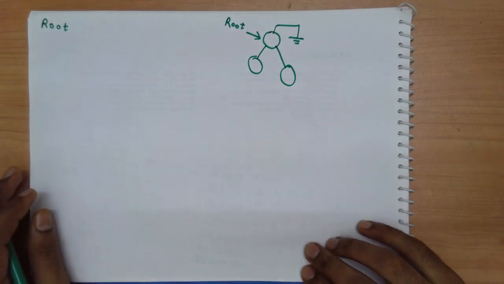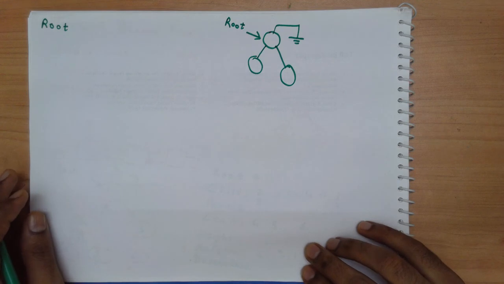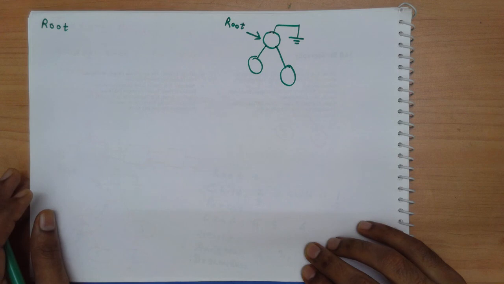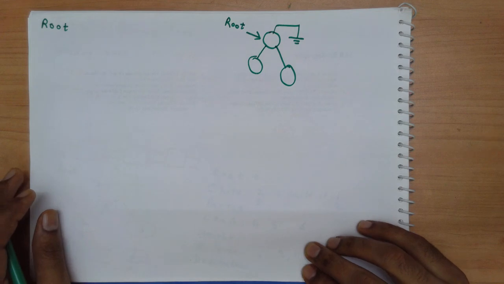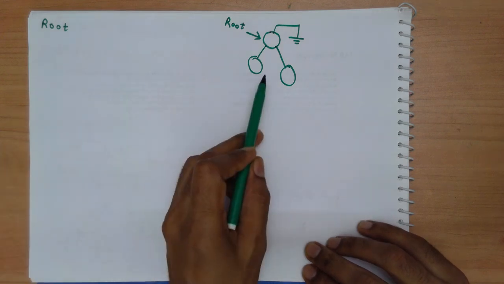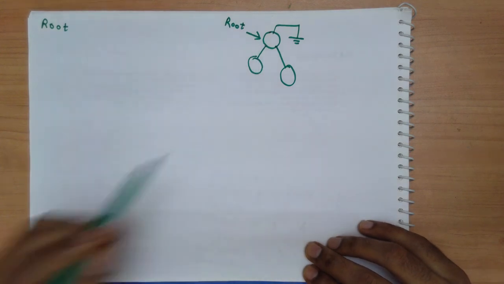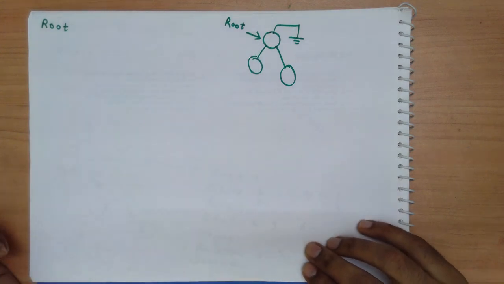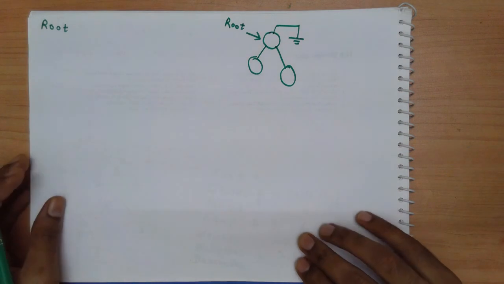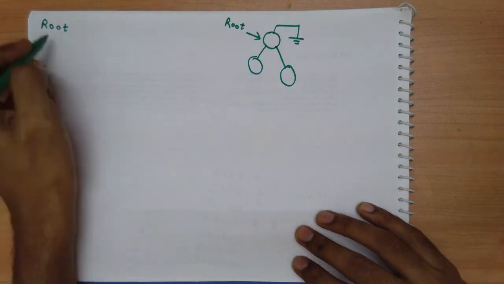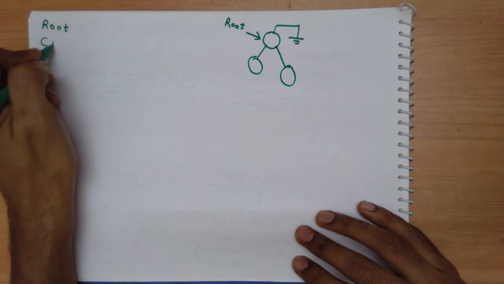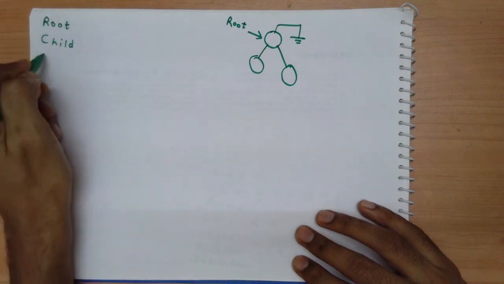If you remember the linked list, while representing the linked list, we just pointed to the head node and that represented the list. Similarly, to represent the binary tree, we will point only to the root and that will represent the binary tree for us. So once we have defined the root, we have to define what is child and what is parent.